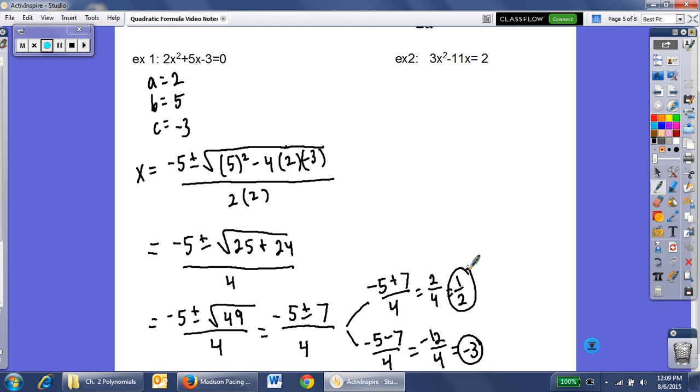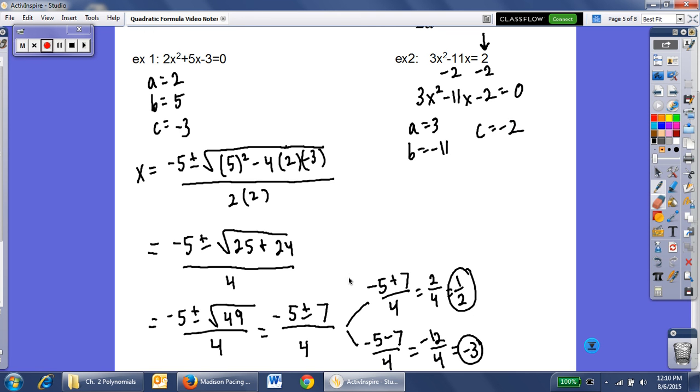Same thing here. First, we need to list out A, B, and C. Notice that C is on the other side. So before we list these out, we need to subtract it so that it's on the left side with everything else. So we have 3x squared minus 11x minus 2 equals 0. Now we can begin to plug in once everything is on the left side. So we can see that A is 3, B is negative 11, and C is negative 2.